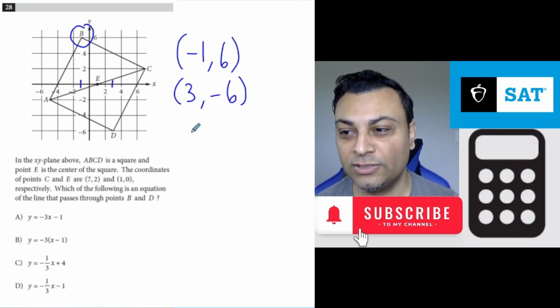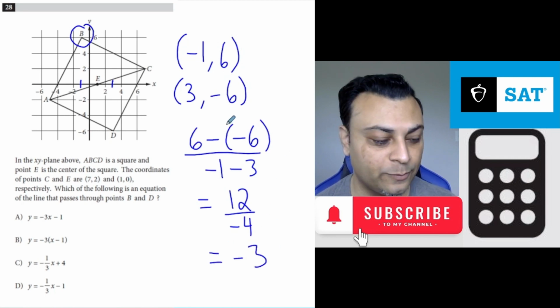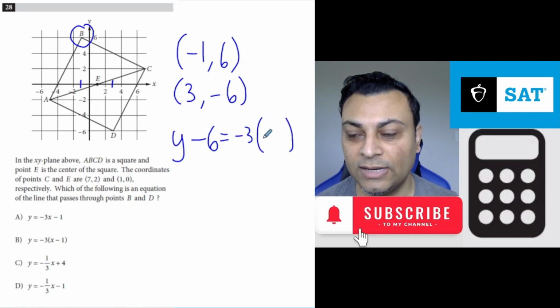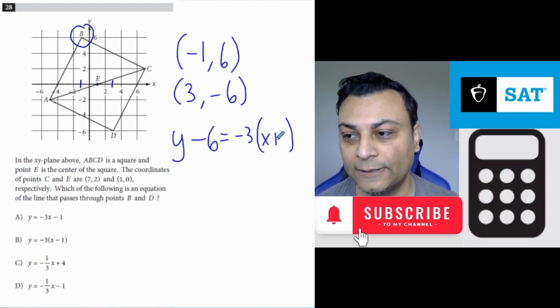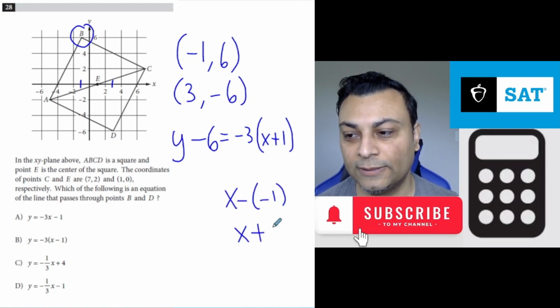So you can find the slope between these two. It's 6 minus -6 over -1 minus 3, which is 12 over -4, which comes out to -3, like we had earlier. And then we have to use point slope with one of these points. Let's use this one. So y minus 6 equals -3 times x minus -1, which is x plus 1. I'll show you where that comes from. It's x minus -1, which I just simplified to x plus 1.